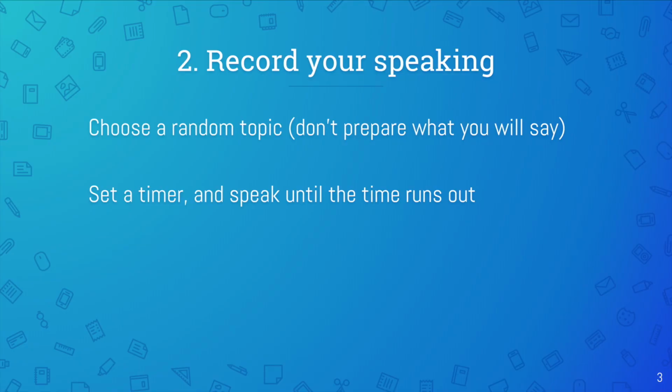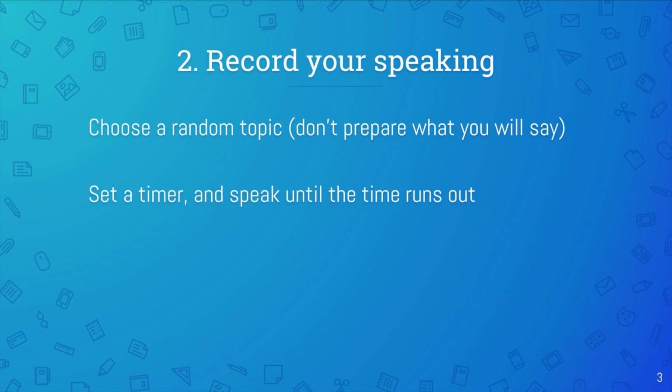Okay, so here's the thing. You don't want to choose a topic and then spend several minutes preparing what you will say. You want this to be fairly natural. You want to say it as you think of it, just like you would in a real English conversation. So what I would suggest doing is actually having a handful of topics and then choosing one at random so you don't know exactly what the topic will be until you get it.